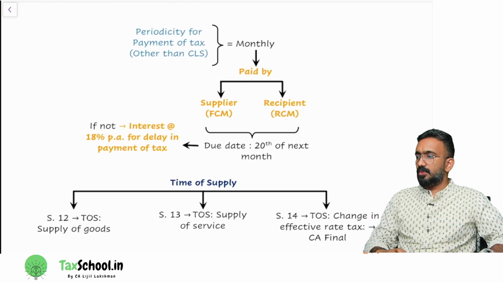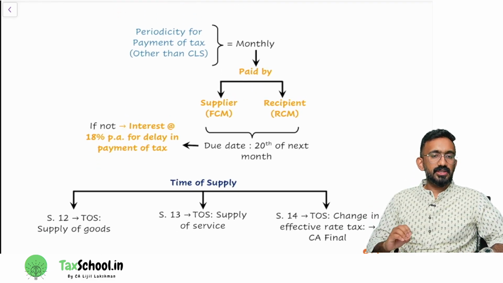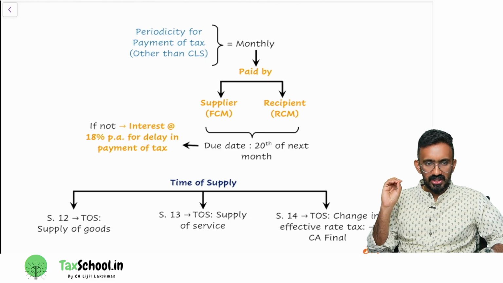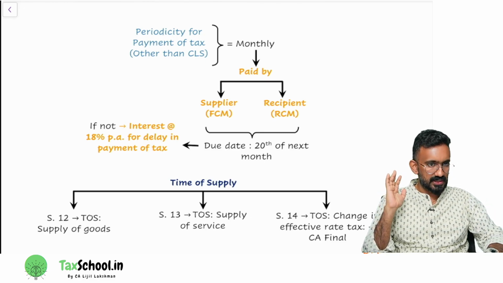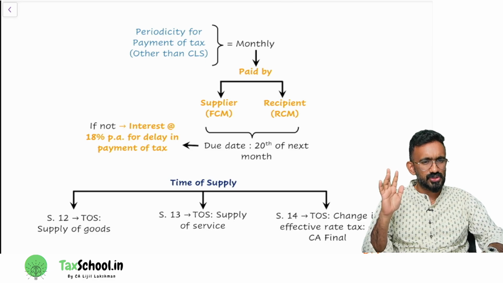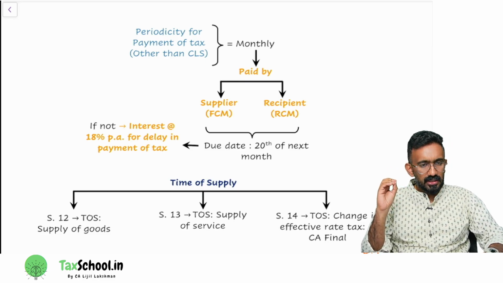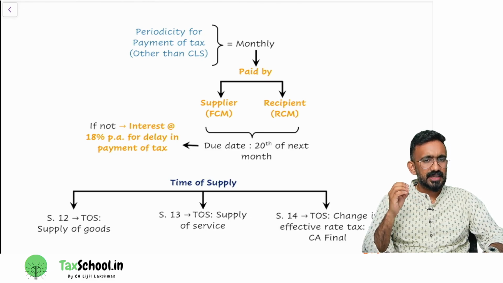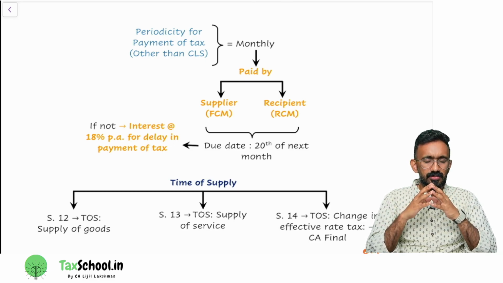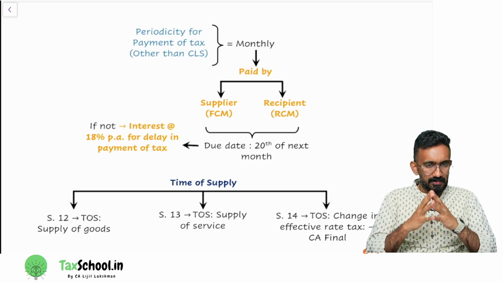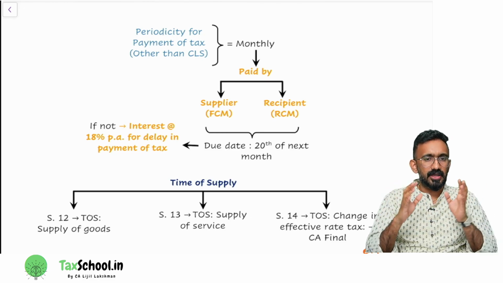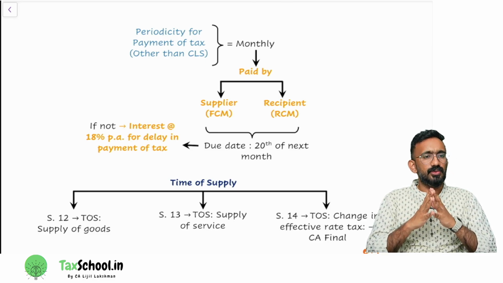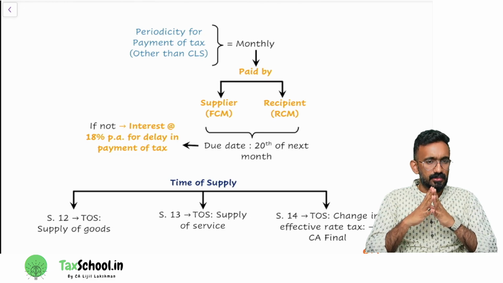Okay, so time of supply would help you to understand when to pay taxes. Monthly is the general understanding for paying taxes, other than the composition levy scheme. In the composition levy scheme, what is the periodicity in which you pay taxes? Quarterly. Who will pay taxes? After the charge chapter, we know that the tax to be paid to the government can either be paid by the supplier or by the recipient, depending upon whether it's forward charge or reverse charge. Both of them have the same due date, that is on or before the 20th of the subsequent month.